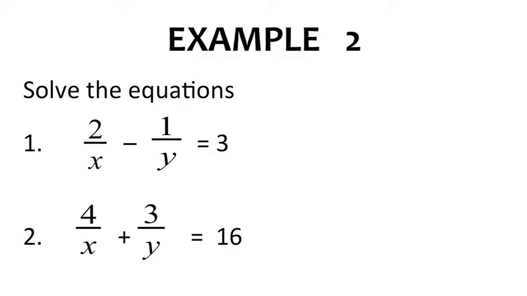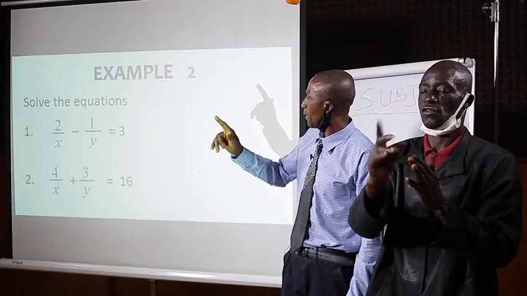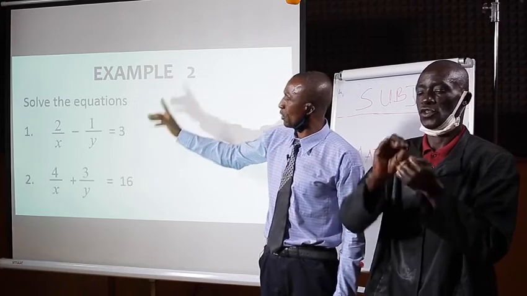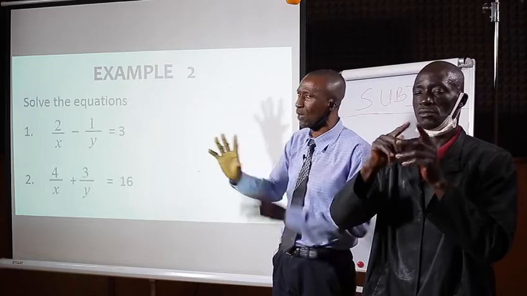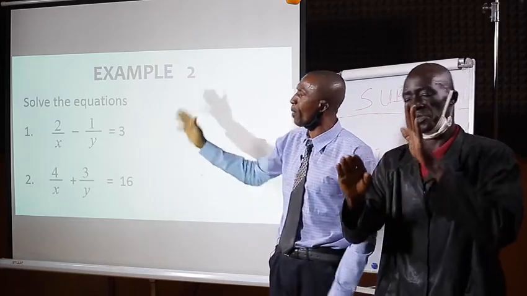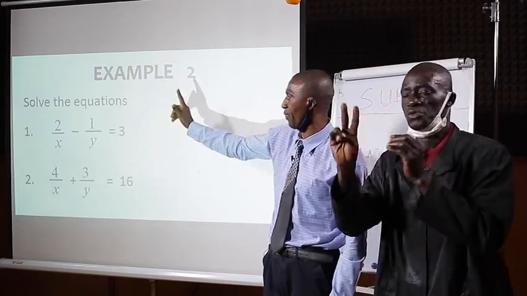That is example number 2. Solve the equation: 2 over x minus 1 over y equals 3, and 4 over x. Please, for this number 2, I only have example number 1. These two equations, I'm treating them as the same. That's why we say they are simultaneous. They are not numbered 1 and 2. It's only 1 there, please.